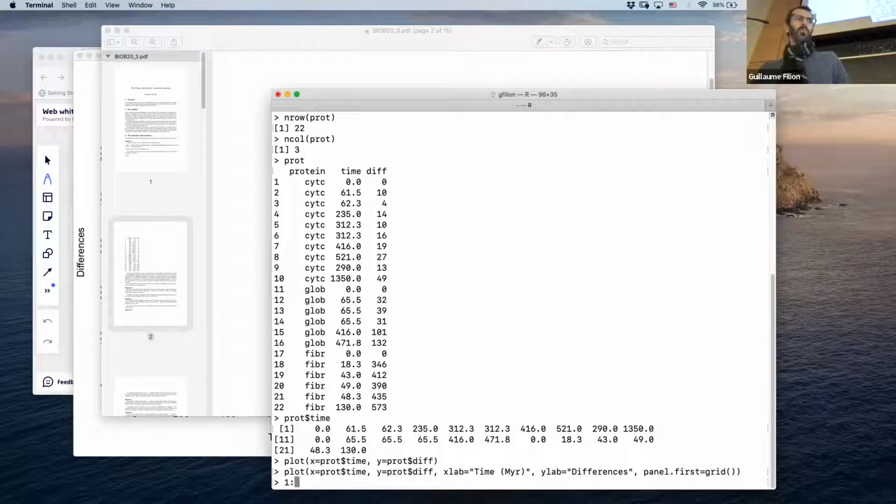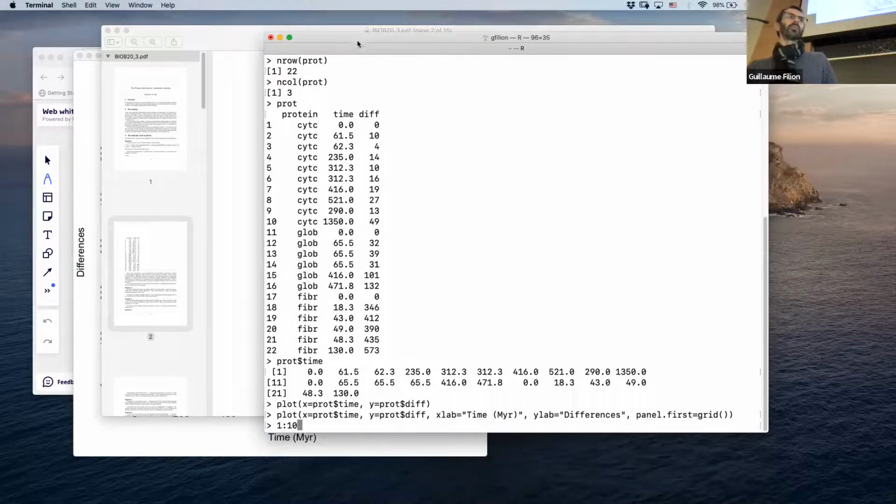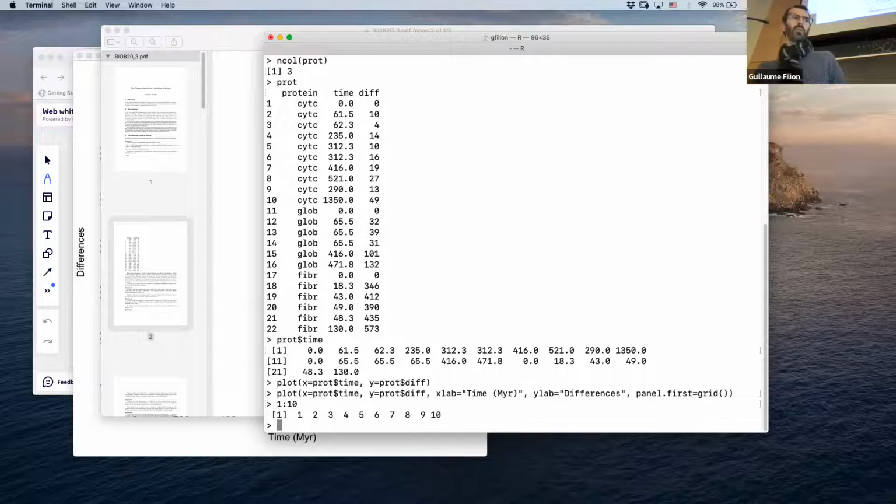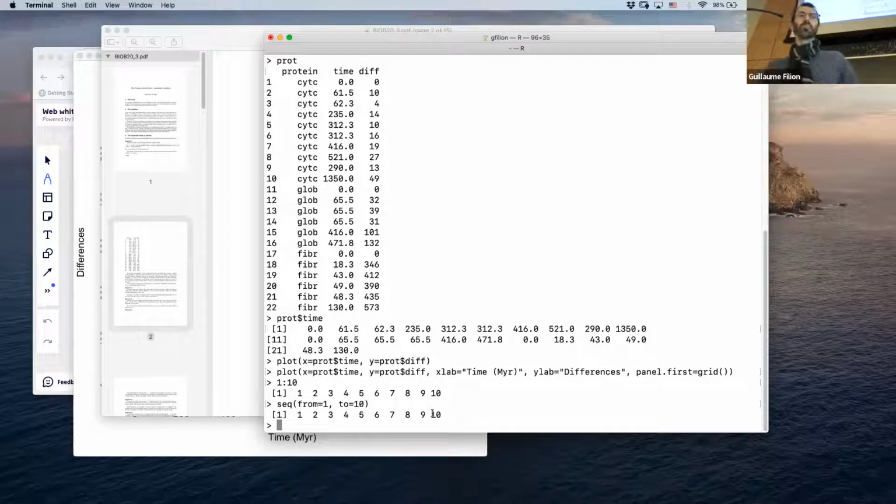So if we say 1:10, what is that here? Anyone remembers what's the output of that command? It's the decimal numbers from 1 to 10. Okay, so it's 1, 2, 3. We've seen the function seq from equals 1 to equals 10. What's the difference between the two? None. It's exactly the same thing.